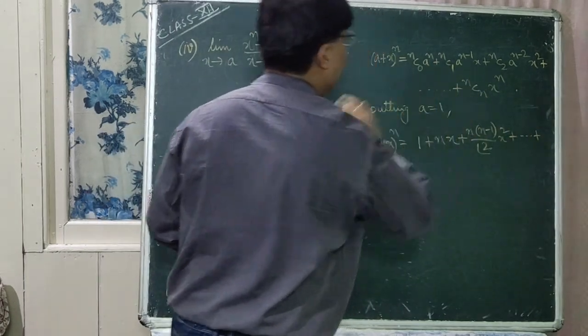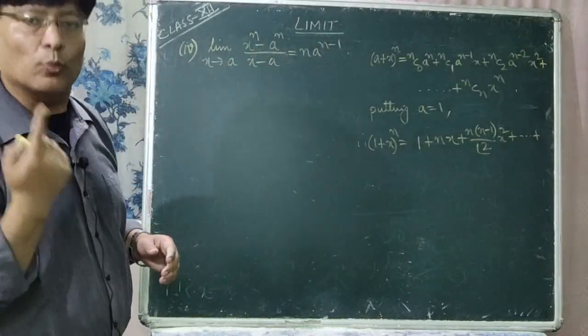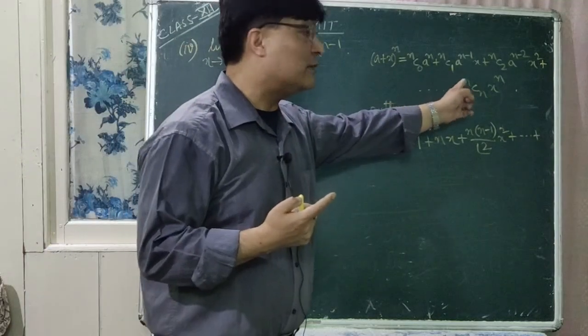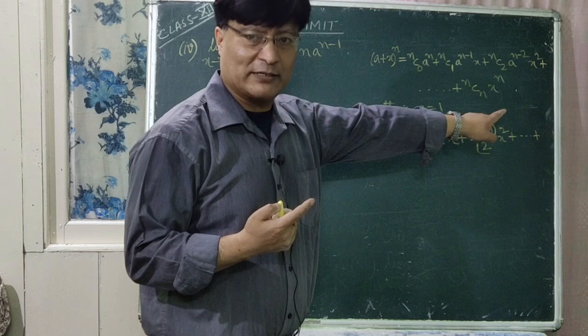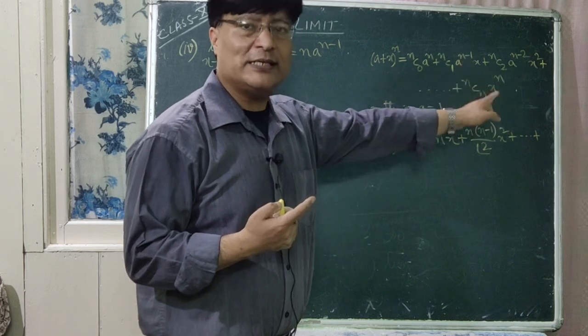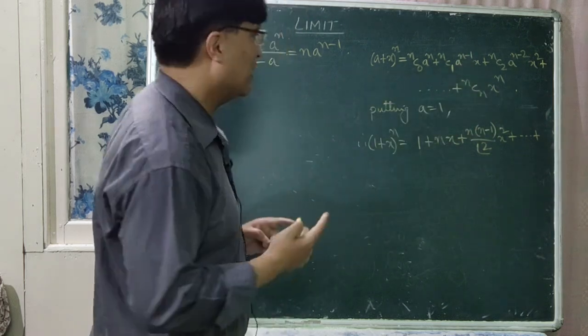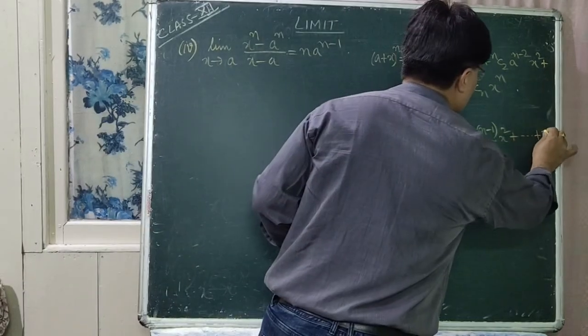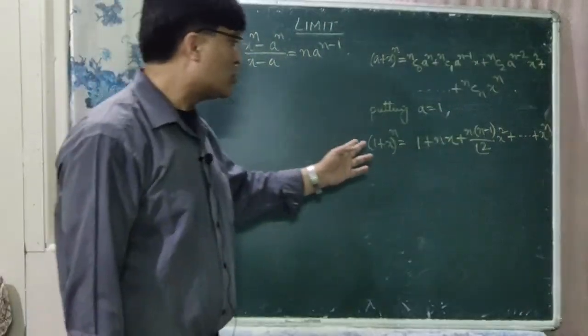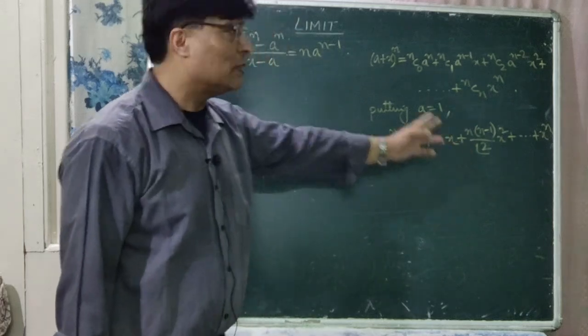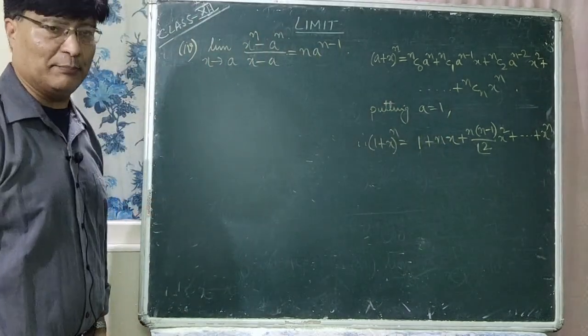What is nCn? nCn means 1. Starting from n there should be n factors. So nCn is always 1 and you write x to the power n. Is that clear? You should know this expansion in order to prove this limit.